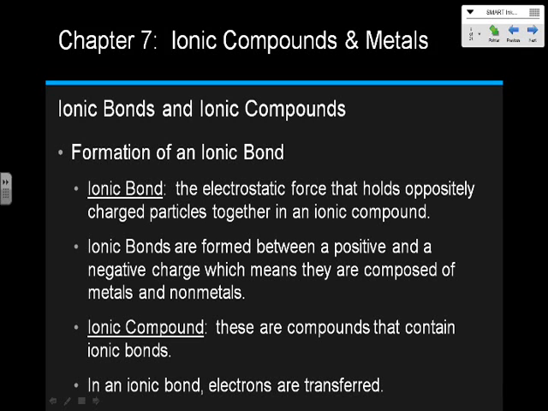Now, in an ionic bond, electrons are transferred. That's how electrons move in an ionic bond. They're actually transferred from one to the other. And as you already know, the positive metal ion is going to lose its electron to the negative nonmetal.